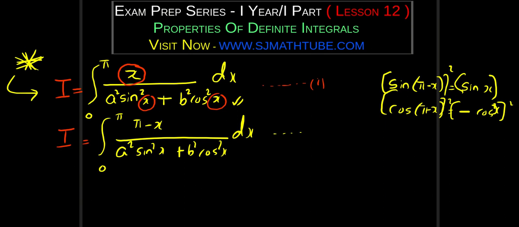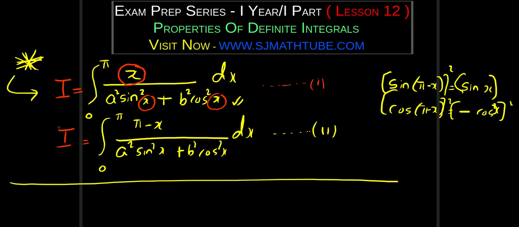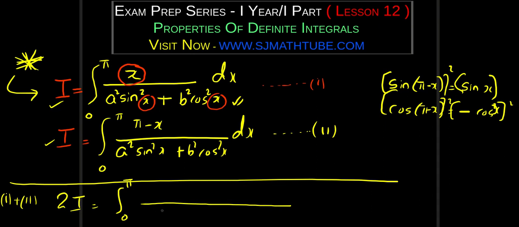Warning, I skipped a few steps. Okay, but that's not going to harm you, provided you're watching my videos from lesson 8. Okay, so now the next thing to do is equation 1 plus 2. So tell me, what is I plus I? 2I. So we get 2I is equal to integral 0 to pi. Again, we have a common denominator and the numerator becomes pi. That is obvious now because you're quite familiar with a lot of problems like this.